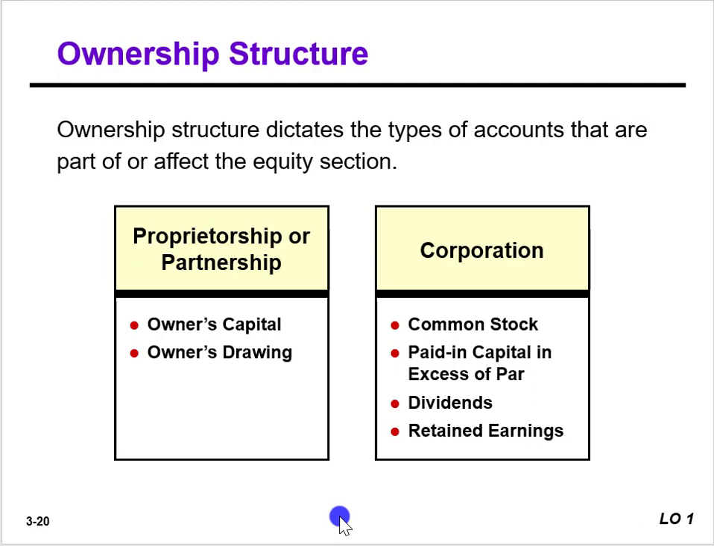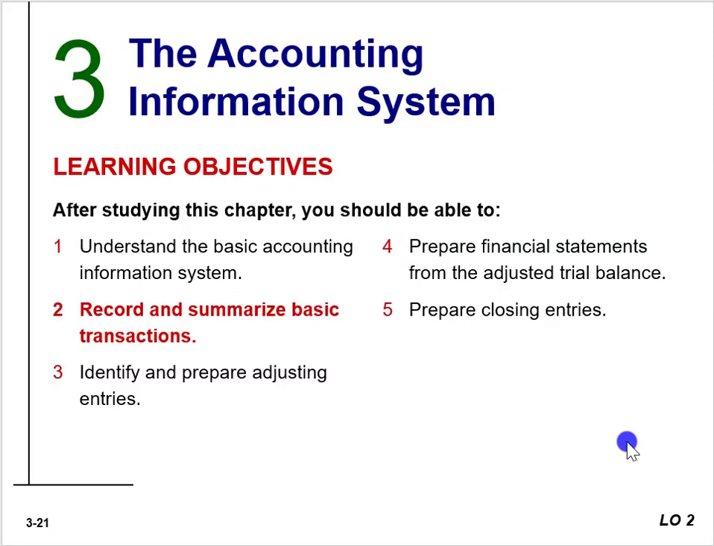So I want to note the ownership structure. Ownership structure dictates the types of accounts that are part of or affect the equity section. And so for a proprietorship or partnership, that's your owner's capital and your owner's drawing account. And for a corporation, that's common stock, paid in capital in excess of par, dividends, and retained earnings. And so recording and summarizing basic transactions. This is where you're going to take this double entry system idea of debits and credits and actually make journal entries and see how this all works out.